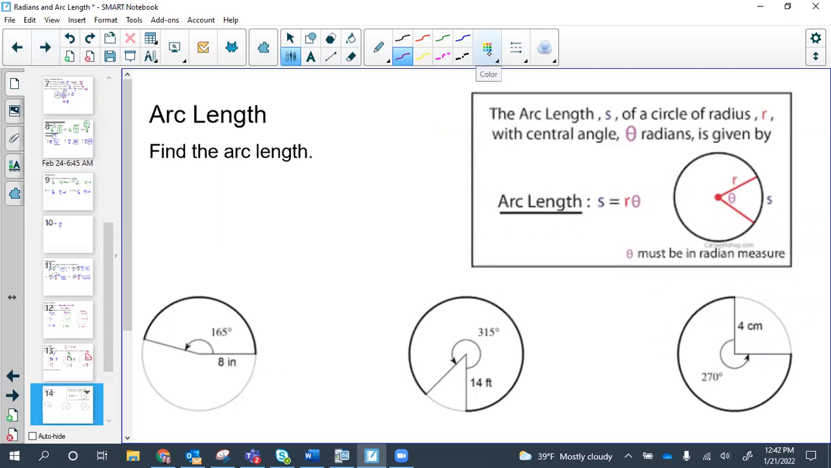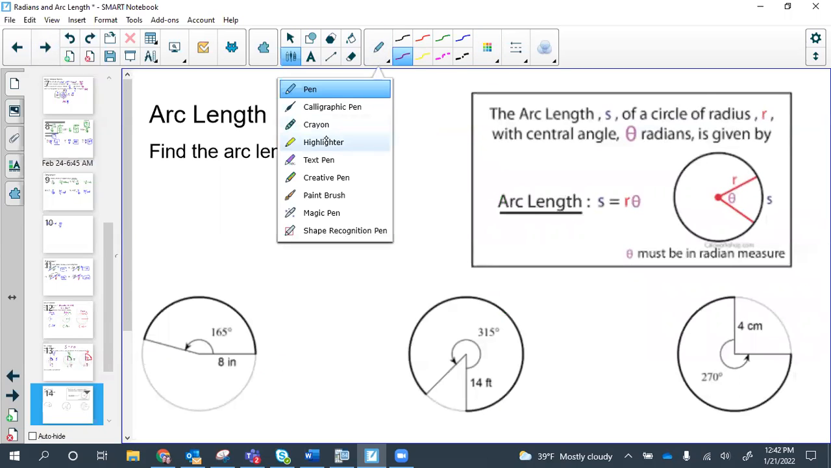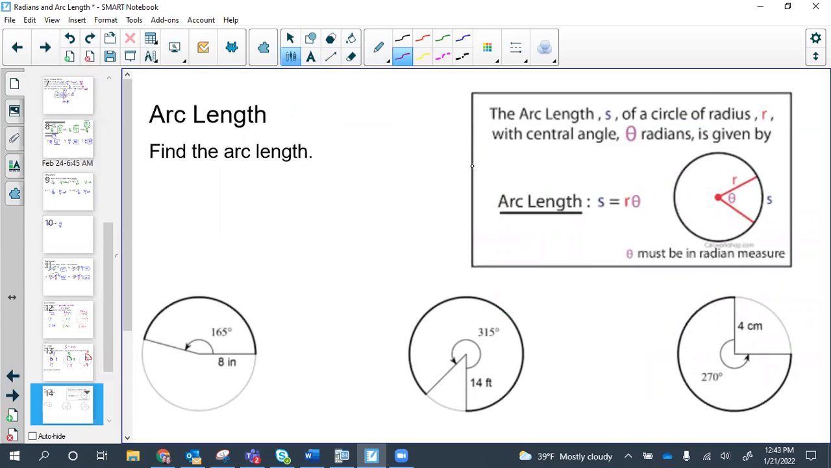So S is your arc length. Remember, that's just part of a circle. So arc length, S, that's this part right here, of a circle, is given by multiplying the radius, r. So I take my radius, and I'm going to times it by theta. Now, you have to be in radians. So I'm going to do theta in radians. Okay? So that's pretty easy if we're given a circle with the angle in radians.